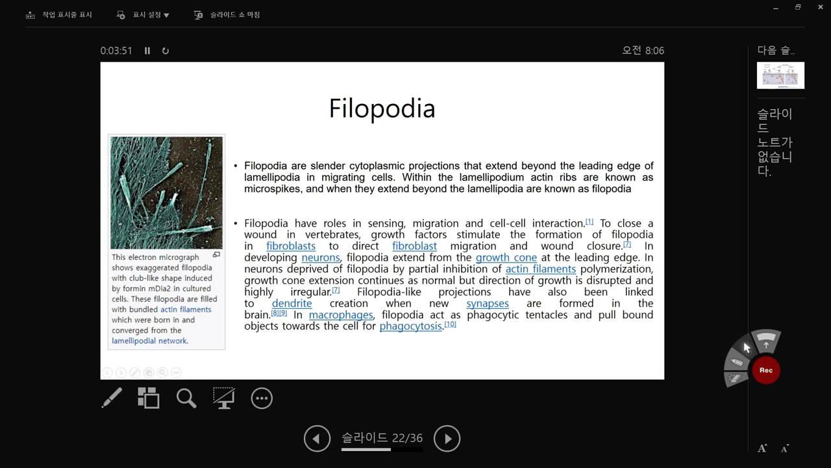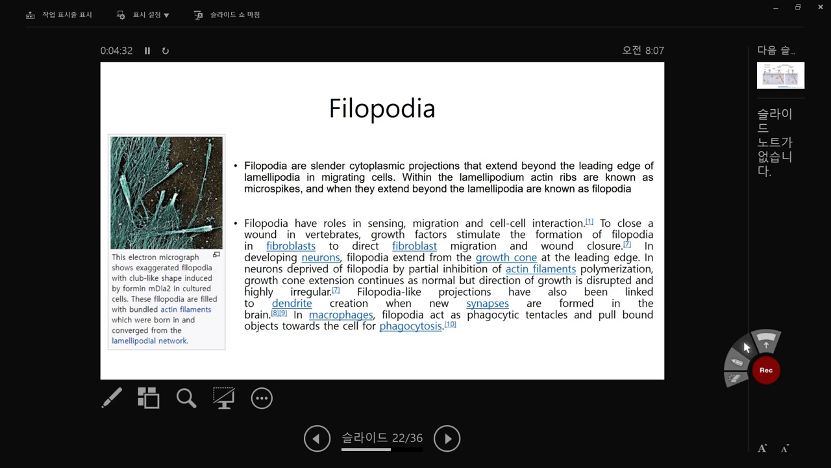So for filopodia, you can think of this as some kind of hook or finger. The macrophage has to take up non-self bacteria or other kinds of debris. So they need a hook to take up the bacteria, which is called phagocytosis. Also, filopodia are needed for neuron direction. Neurons are very important. They have a certain direction, so filopodia direct the neuron direction. And in the case of wound healing, the fibroblasts have to migrate very fast, and then they need filopodia.